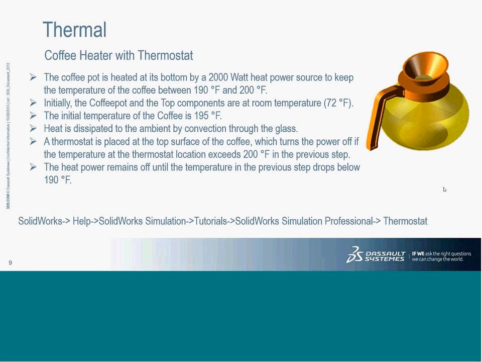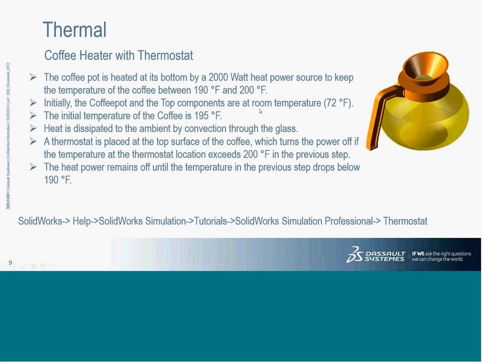Now, the points mentioned over here tell the details of the setup. The coffee is heated at its bottom by two heaters. So at the bottom we are continuously pumping in heat. It is just a gas or an electric heating pan where it is continuously heated or given a power of around 2000 watts. This is used to maintain the coffee between 180 to 200 degrees Fahrenheit. The coffee pot and the top components are at room temperature. Initially they are all at room temperature, which is around 72 degrees Fahrenheit. The coffee is also maintained at an initial temperature of 195 degrees Fahrenheit.